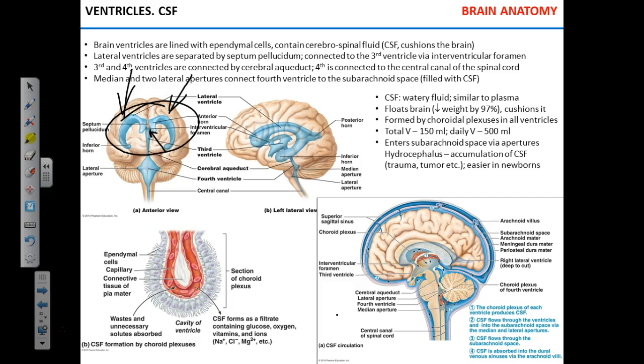A little bit down from the lateral ventricles is the 3rd ventricle. Can you identify the 3rd ventricle on your models?